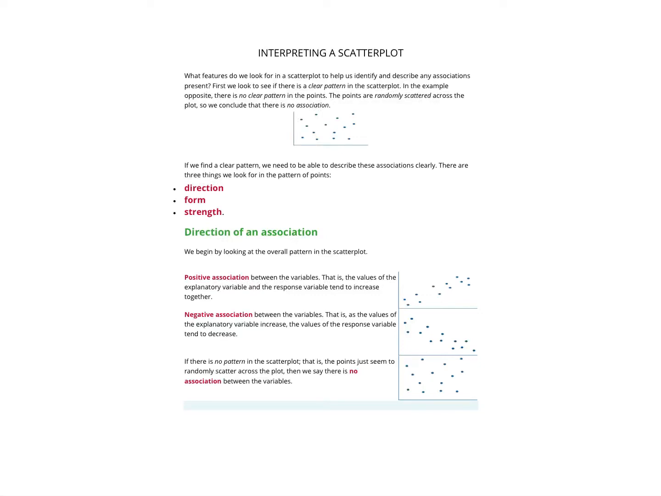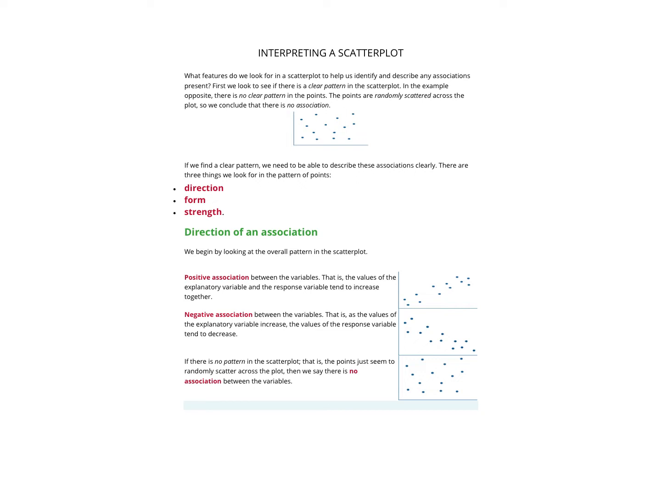So now that we know how to draw a scatter plot or construct a scatter plot, what we now need to do with it is to be able to interpret it. So collecting data and displaying it is not enough. The real focus now in Year 11 and going into Year 12 is going to be interpreting the information that you get from it.